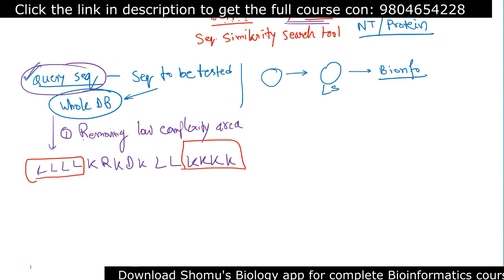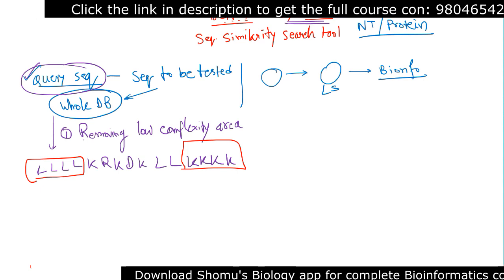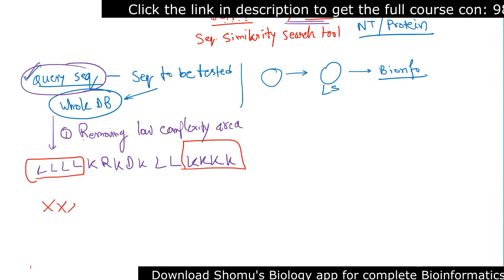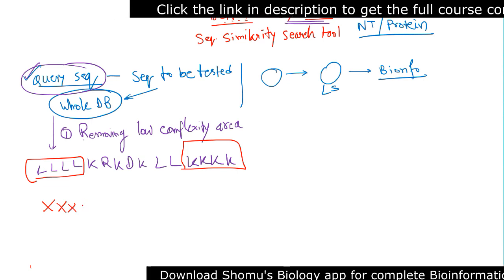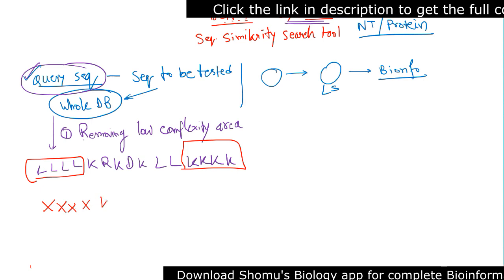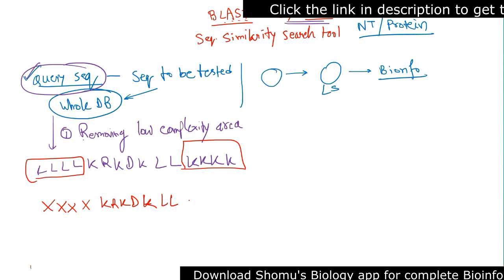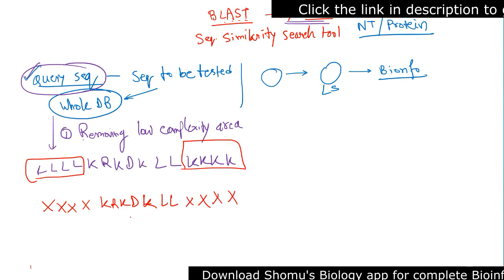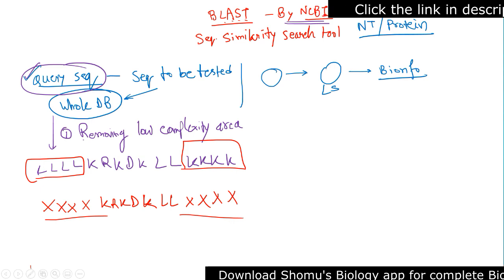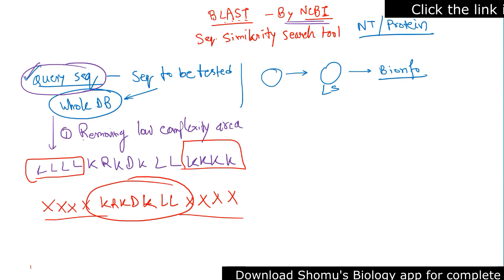Repetitive sequences are usually not allowed, and the first thing the BLAST algorithm does is remove all the repetitive sequence. Instead of repetitive sequence, it places X for protein and N for nucleotide. So it will be 4 X, then K R K D L D K L L, and then 4 more X. X means you are not going to consider those sequences because they are of low complexity. We only take sequences which are unique. One or two repeats are fine, but no repetitive sequence.